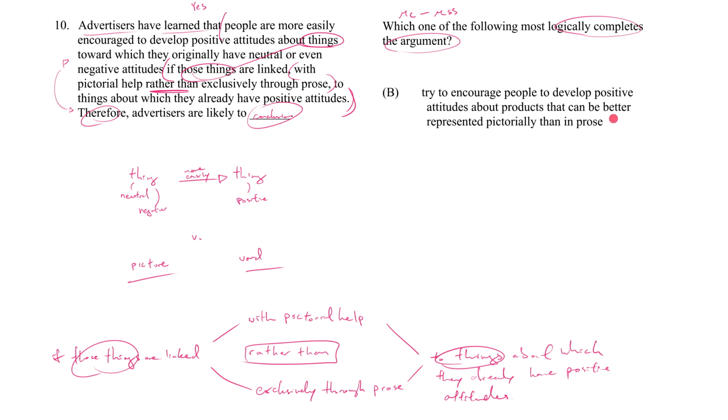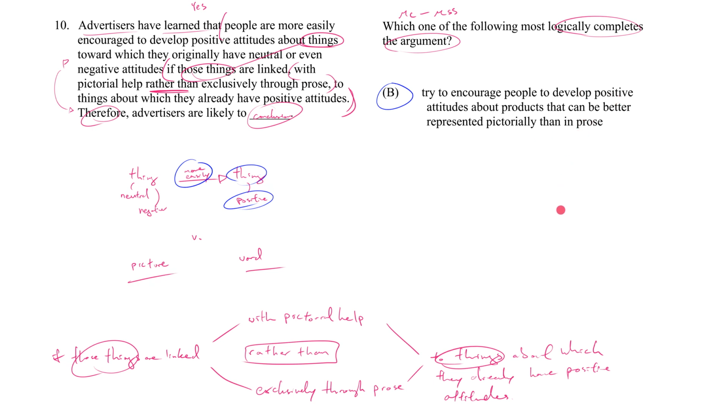What do you think about B? Advertisers try to encourage people to develop positive attitudes about products that can better be represented pictorially than in prose. That sounds right. I mean, that sounds like what we talked about here: advertisers can more easily get people to feel positive about a thing if we pictorially link the thing to something else they feel positive about. So isn't that like what they're saying over here?